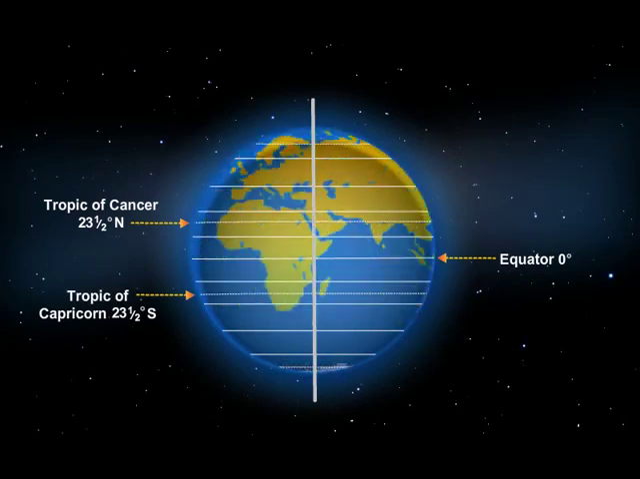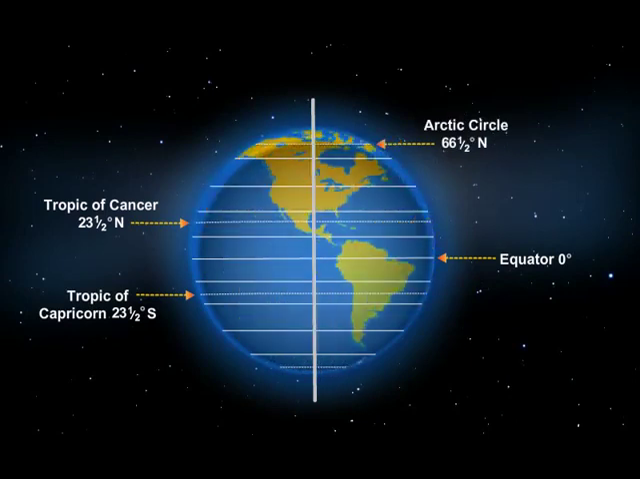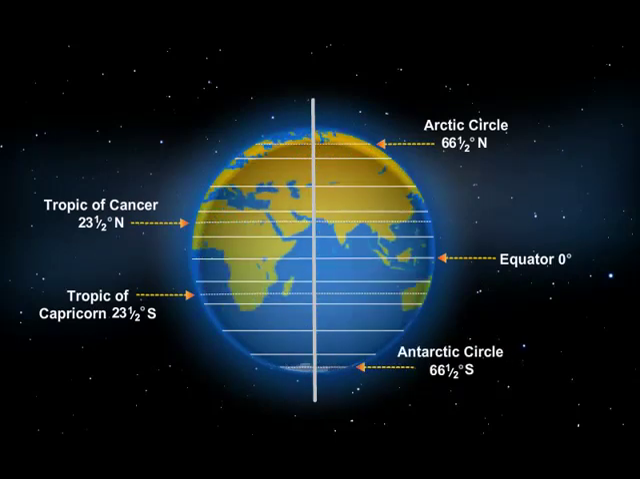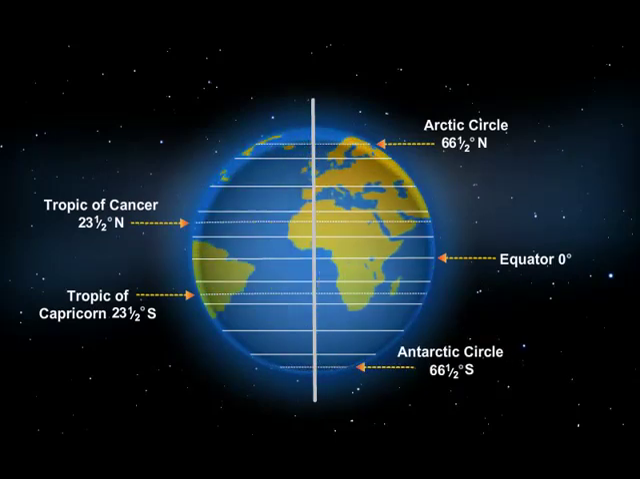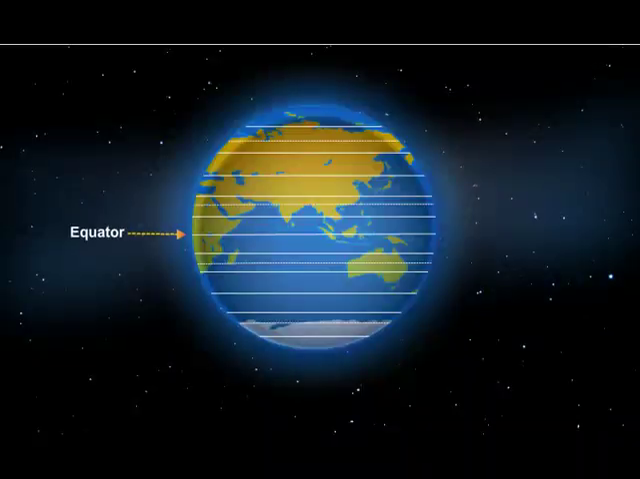Latitude of the North Pole is 90 degrees north, and latitude of the South Pole is 90 degrees south. Latitudes help in locating physical features of the Earth and also in understanding the climate of a place.